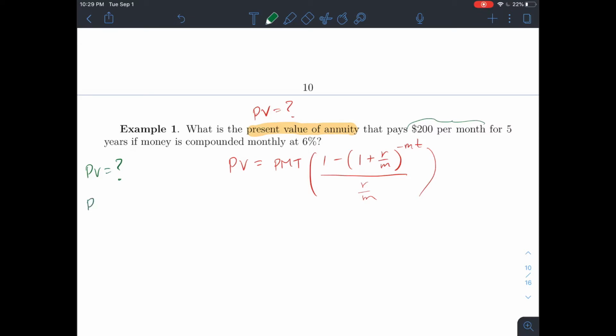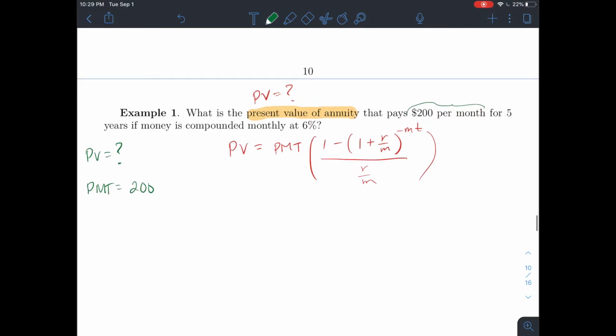$200 per month. So our payment will be $200. This is going to happen over a course of 5 years. There's our keyword, compounded monthly, so our M will be 12. And at an interest rate of 6%, so decimal form 0.06. Alright, plugging in our variables.